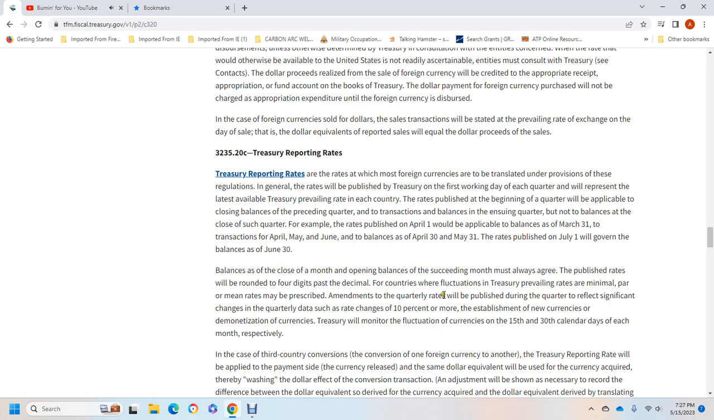Just prescribed, an amendment of the quarterly rate will be published during the quarter to reflect significant change. The quarterly rates change by 10% or more, with the establishment of a new currency or the demonetization of the currency. The Treasury will monitor the fluctuation of the currency on the 15th and 30th of the calendar month respectively.